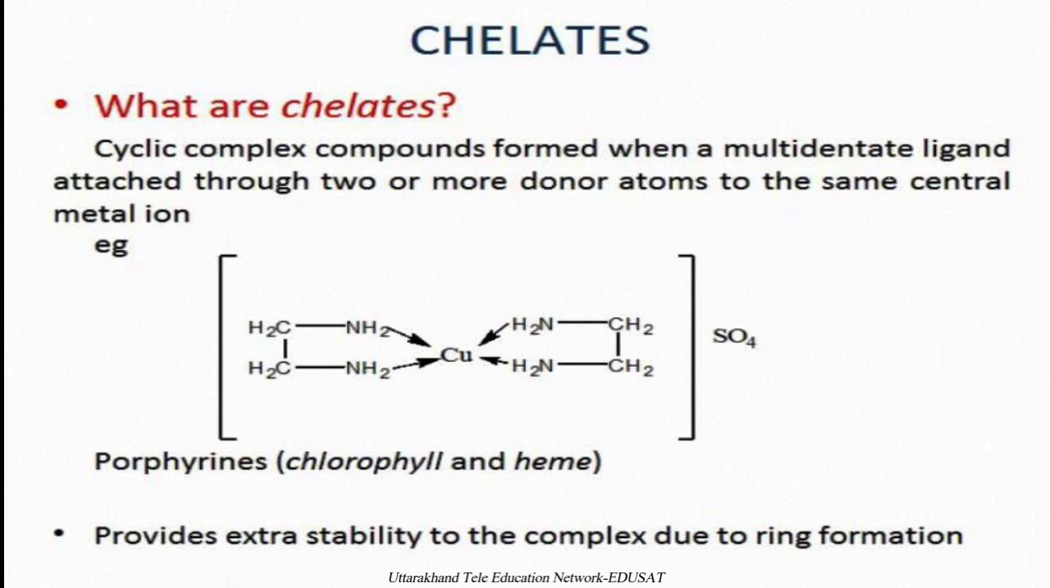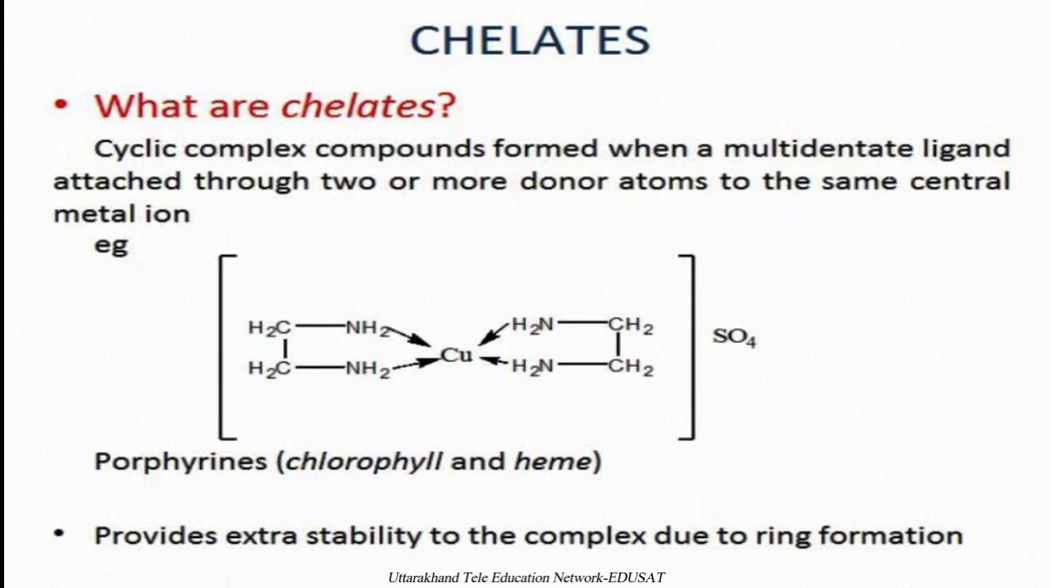Here, it is shown in the form of a pentacyclic structure. This is a chelate formation. It means the complex compound formed when a multidentate ligand is attached through 2 or more donor atoms. These are 2 different donor atoms at the same metal ion that we have discussed here.